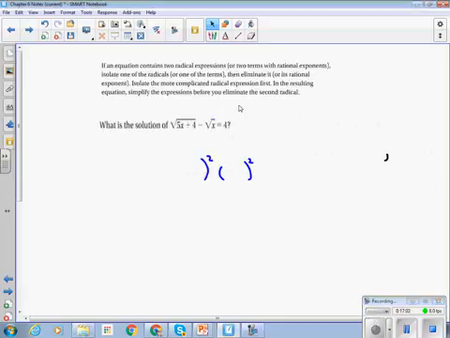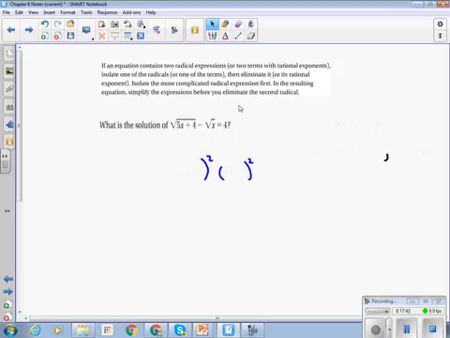All right. Oh, I was like, didn't we just do this problem? Nope. If an equation contains two radical expressions or two terms with rational exponents, so now we're getting a little bit harder, each one is a little harder and a little bit harder. Isolate one of the radicals or one of the terms, then eliminate it. Isolate the more complicated radical expression first. In the resulting equation, simplify the expressions before you eliminate the second radical.